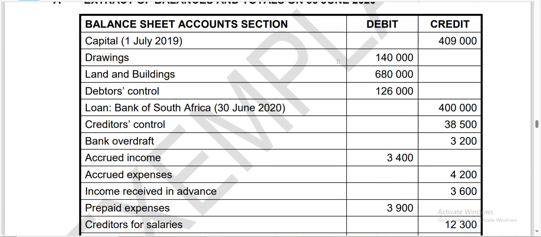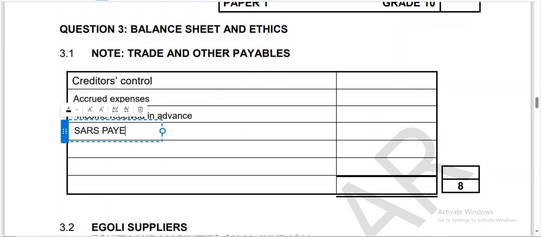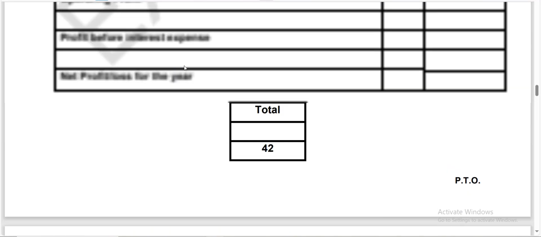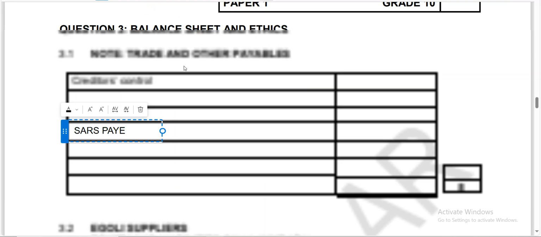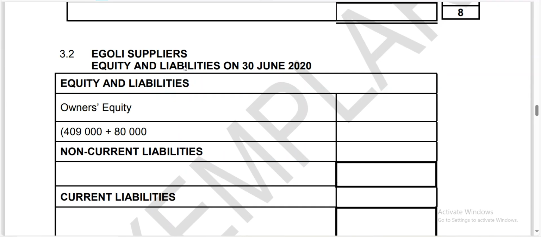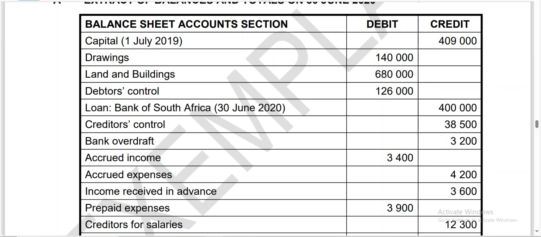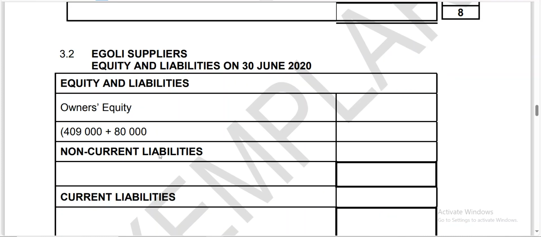Now here, if we start here, we have capital balance on the 1st of July 2019, which is 409,000. That information has already been entered for us on the balance sheet, so we don't need to enter it. Then after, we have drawings for 140,000. We know that the drawings are supposed to be subtracted, so we're going to say minus 140,000, and then from there we can go to the next one.